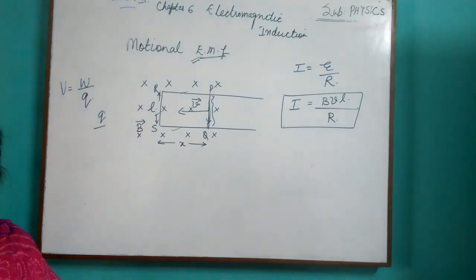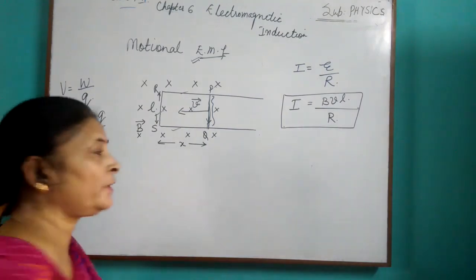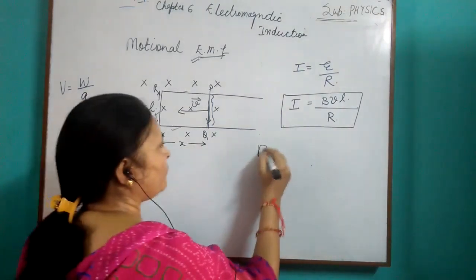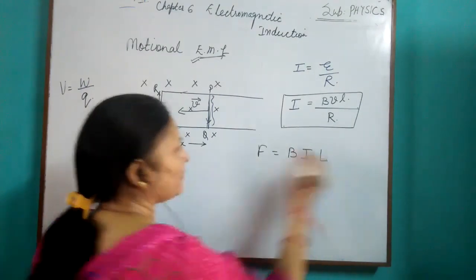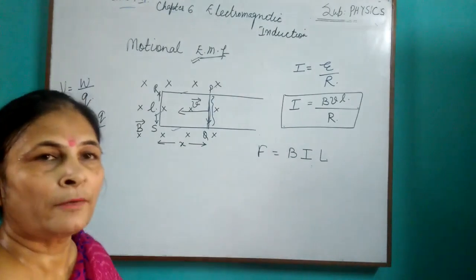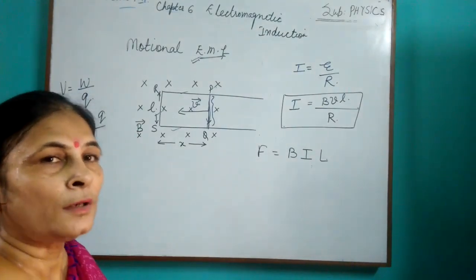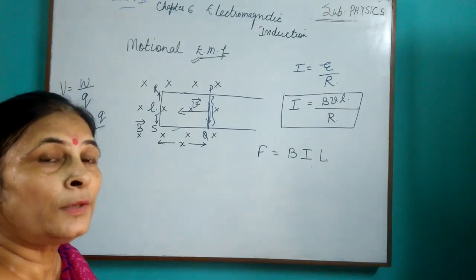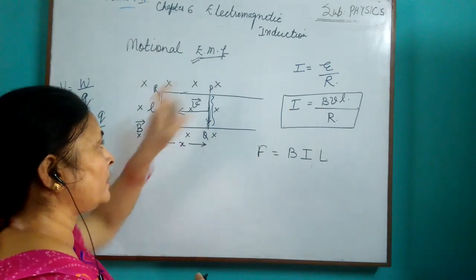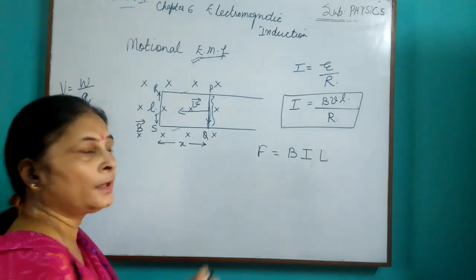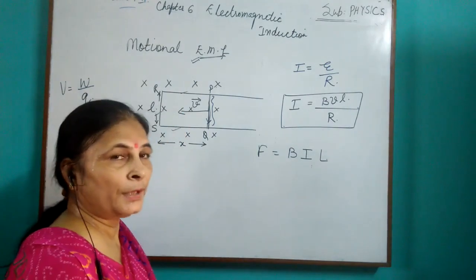Now, a current carrying conductor, when placed in a magnetic field, will feel a force F is equals to BIL. This also we have done. A force acting on a current carrying conductor when placed in a magnetic field. So if a current carrying conductor is placed in the magnetic field B, the force experienced will be equal to BIL.